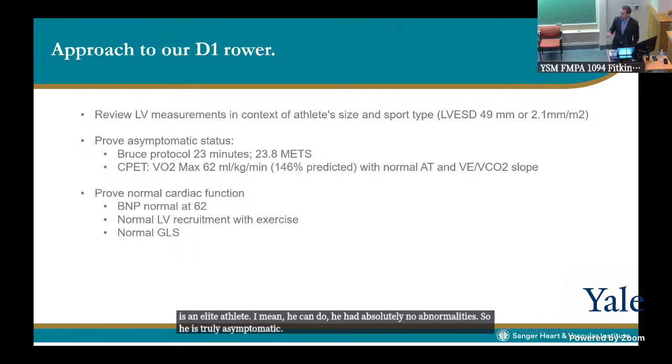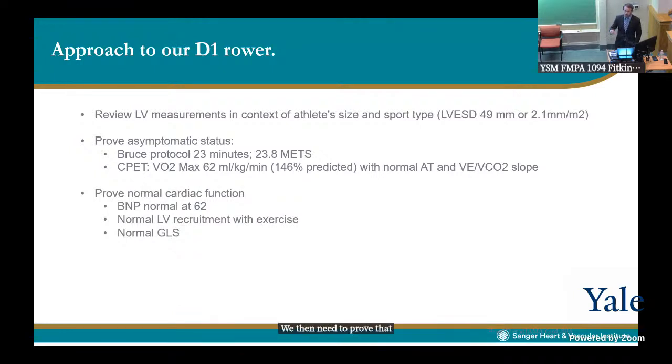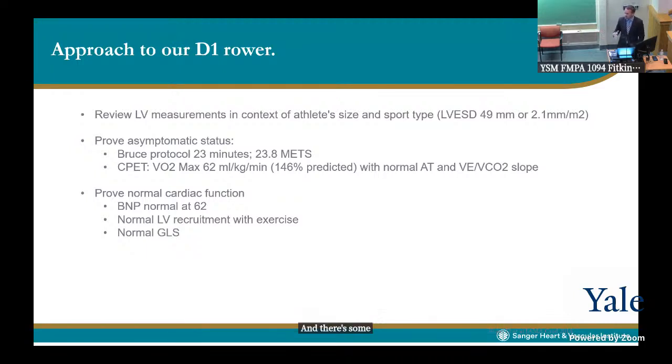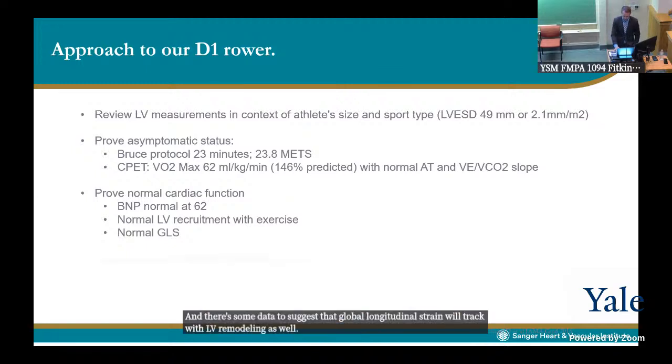We then need to prove that his cardiac function is truly normal. And so I always check a BNP in these individuals. I want to look at how the LV recruits with exercise. And there's some data to suggest that global longitudinal strain will track with LV remodeling as well. So we will look at that.